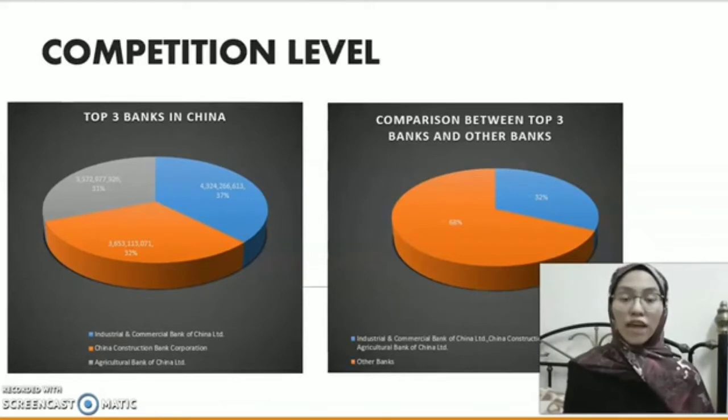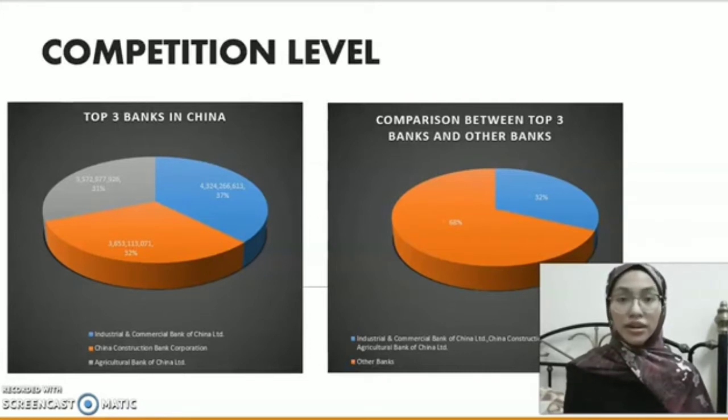We have also identified the top 3 banks in China. The largest bank in China is the Industrial and Commercial Bank of China. This is not only the largest bank in China, but also the largest bank in the world. The second largest bank in China is China Construction Bank Corporation, and the third largest one is the Agricultural Bank of China. The level of competition is 32%.